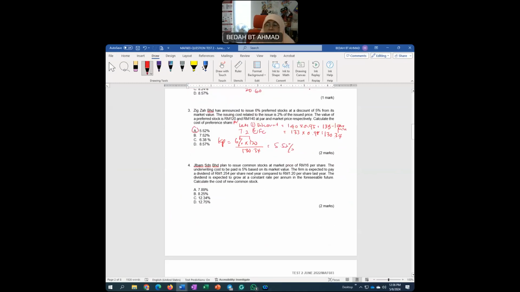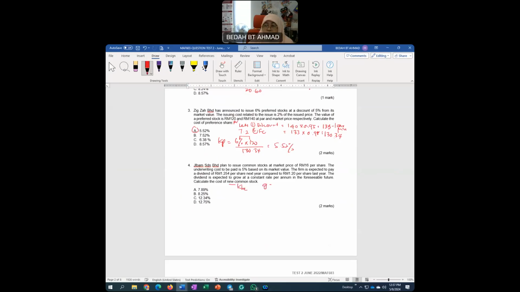Question 4, GBAM plans to issue common stock at a market price of 16. The underwriting cost to be paid is 5%. Based on its market value, the firm is expected to pay a dividend of 1.254 per share next year compared to 1.2. The dividend is expected to grow at a constant rate per annum in the foreseeable future. It seems the dividend growth rate is not given, so you need to calculate. Calculate the cost of new common stock, so this is KNE.